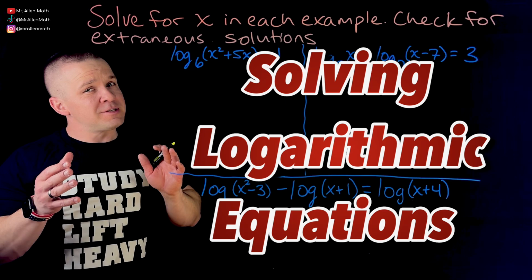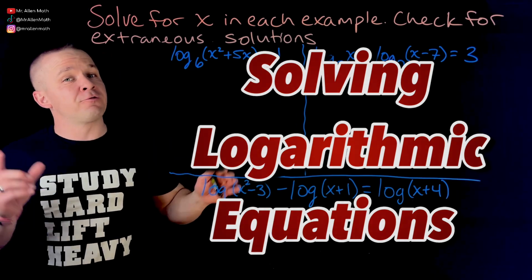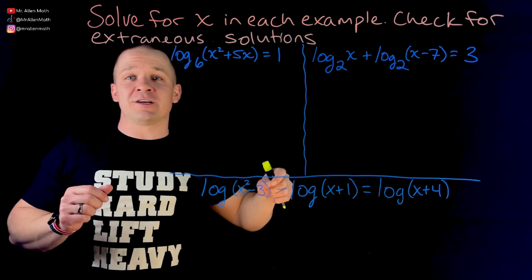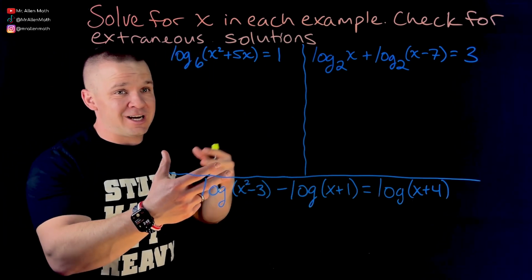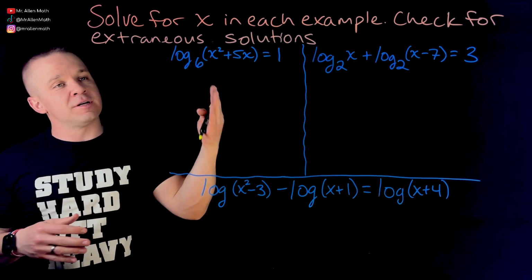We're going to be doing problems that require properties and ones that don't, so be ready for anything here. And of course, we've got to check for those extraneous solutions, meaning a solution that you got correctly through algebraic steps, but doesn't work in the original problem. So let's get after it on the first one.